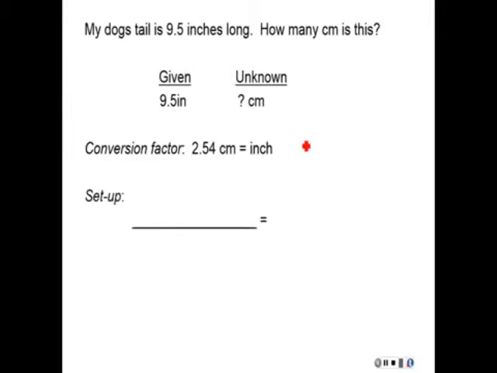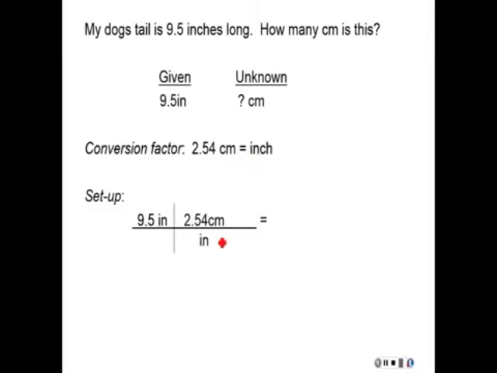Now I'm going to draw a line. We're going to put some numbers on that. I'm going to start off by putting my given information to the left. I'm going to draw a line to separate my conversion factor. Now remember, I'm going to write this in the form of a fraction. So the question is, which will go on top?